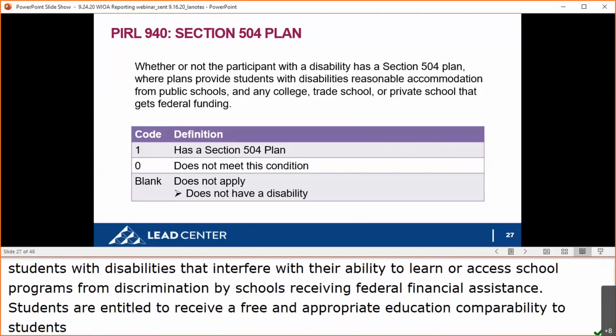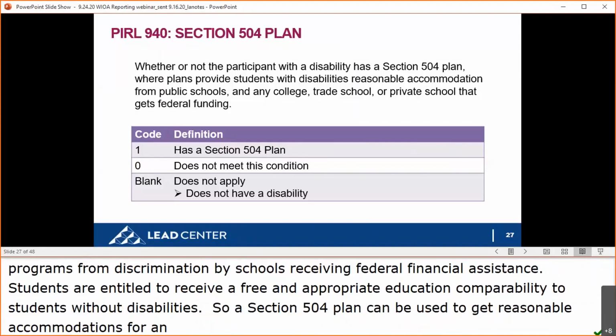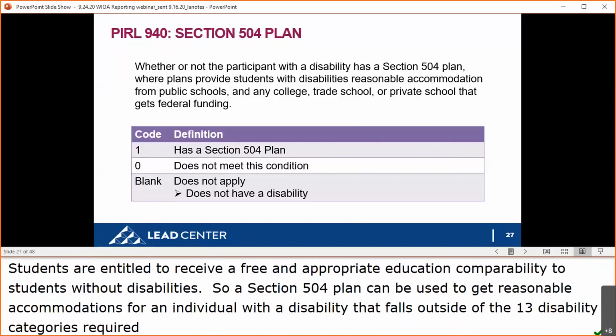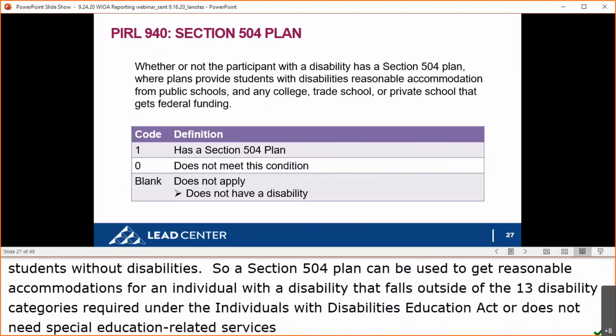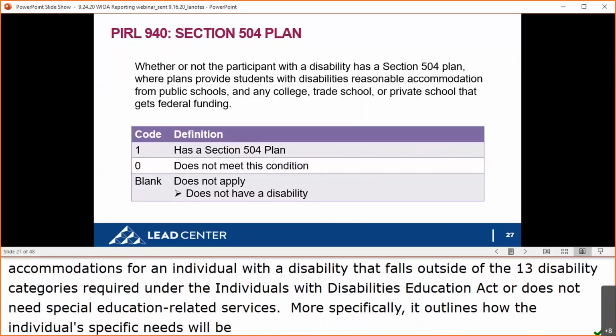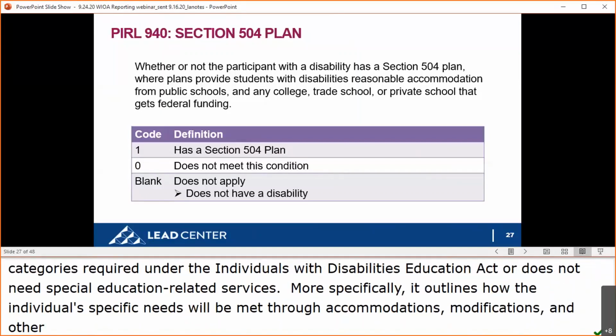So a Section 504 plan can be used to get reasonable accommodations for an individual with a disability that falls outside of the 13 disability categories required under the Individuals with Disabilities Education Act, or who does not need special education and related services. More specifically, it outlines how the individual's specific needs will be met through accommodations, modifications, and other services. If a person with a disability has a Section 504 plan, then that option is recorded.